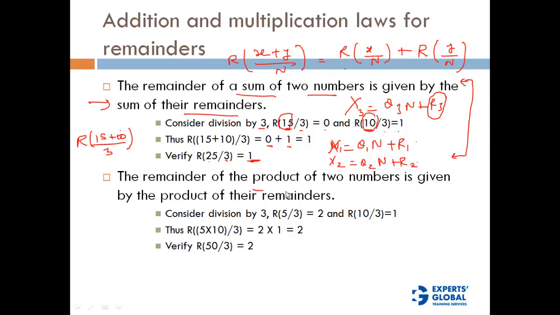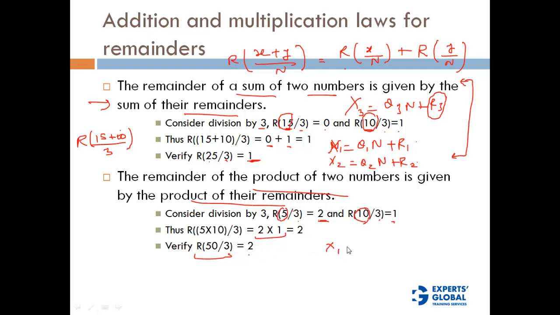The remainder of the product of two numbers is the product of their remainders. Pretty much the same thing. The remainder of 5 with respect to 3 is 2. The remainder of 10 with respect to 3 is 1. So when I am multiplying these original numbers, 5 into 10, and trying to figure out the remainder of that with respect to 3, that is going to be the product of the individual remainders. So the remainder of 50, which is the product of 5 and 10, with respect to 3 is the product of individual remainders, so 2 into 1 is equal to 2.